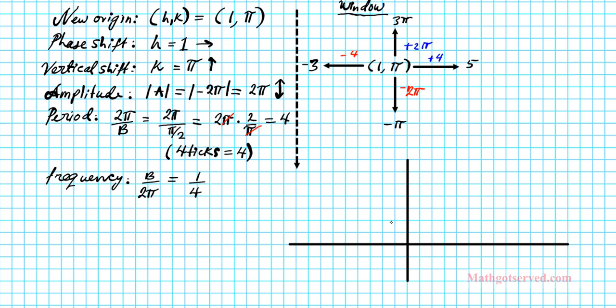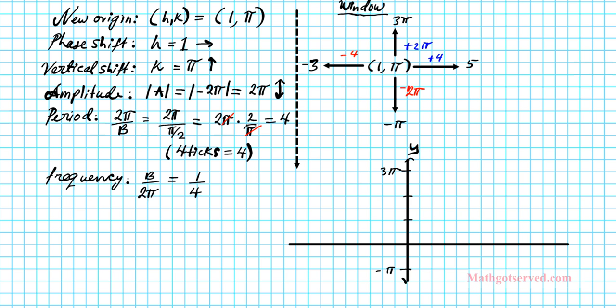So there we go. Now let's calibrate our y-axis first. We're going from negative pi all the way to 3 pi. So 1, 2, 3. 3 pi. Okay. Now let's calibrate our x-axis. This is our y.